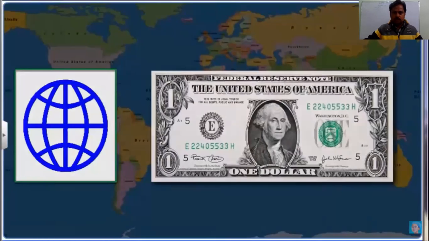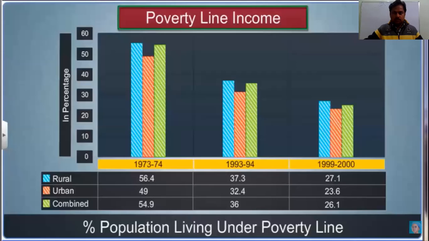The graph here shows the change in the percentage of population living under the poverty line in India from 1973 to 2000. The percentages have come down, yet the percentage of poor in rural areas continues to be higher than in urban areas.